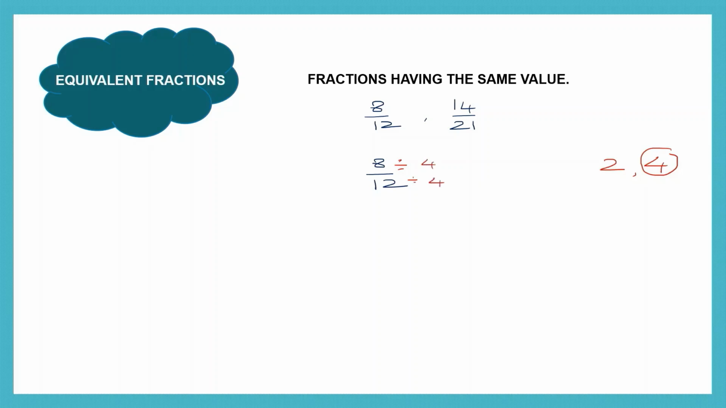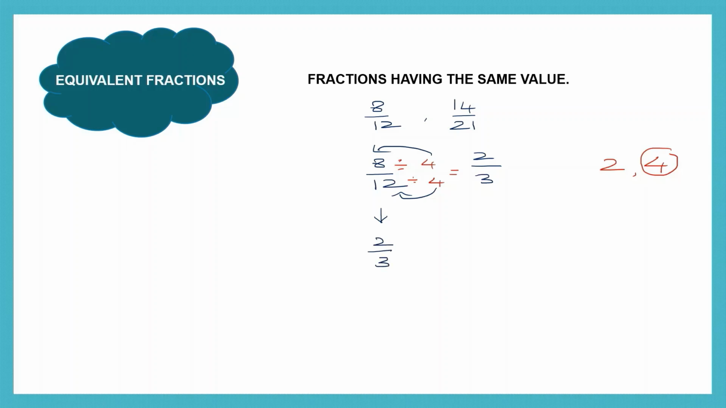So when we divide both by 4, what do we get? 4 twos are 8 and 4 threes are 12. Isn't it? 4 threes are 12. So 8 by 12, when we reduce it to the lowest term, we got 2 by 3.